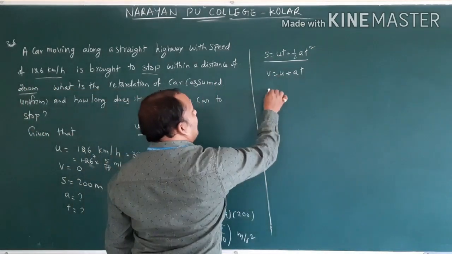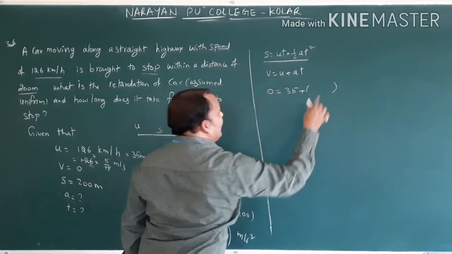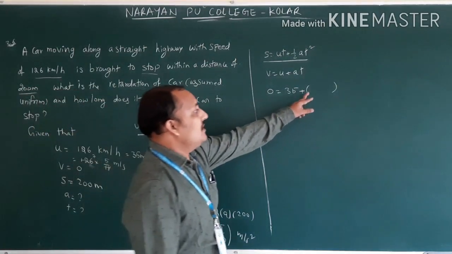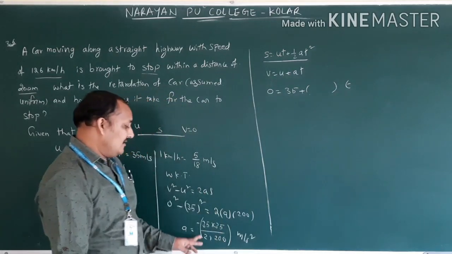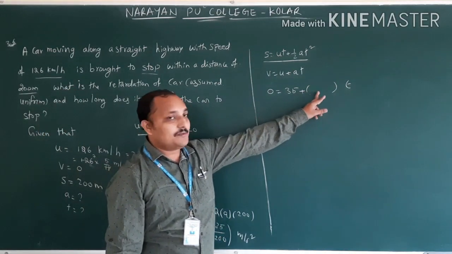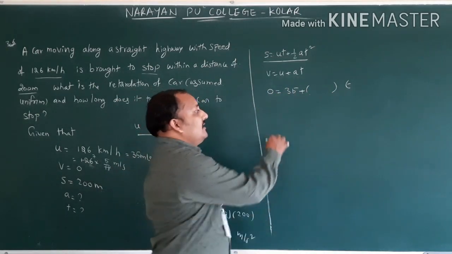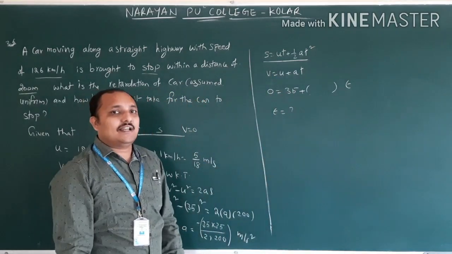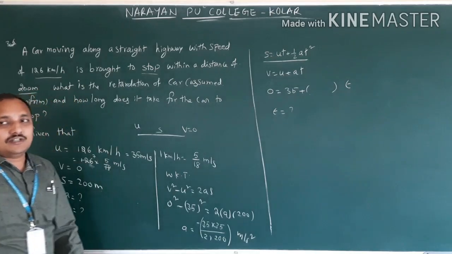Final velocity here is 0. Initial velocity 35. So acceleration, the retardation, this value you have to substitute here. Then you will get time. This value, minus 35 into 35 divided by 2 into 200, you will get some value here. If you substitute that value here, this 35 will go to this side, or this term will come to this side. Then you will get t. So will you calculate? You can calculate this one. See the answer, how much you got.